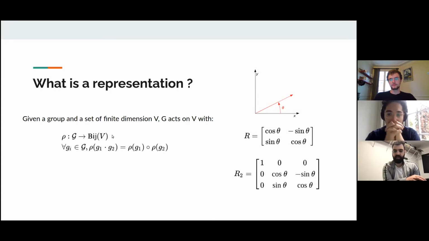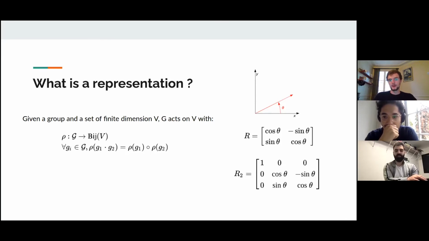It's not. Sorry. Rho is not a map from the group to another map. Bij of V is your notation for the group of invertible matrices in 2D. Yeah, that's it. Okay. Sorry. Then I understand. Bij of V is the space of bijections of V. Okay, because when you say, yeah, that's fine.